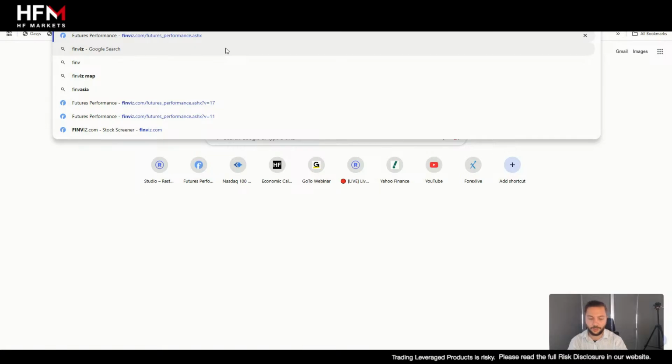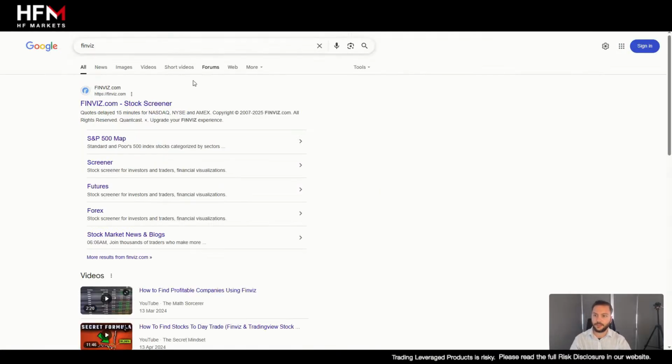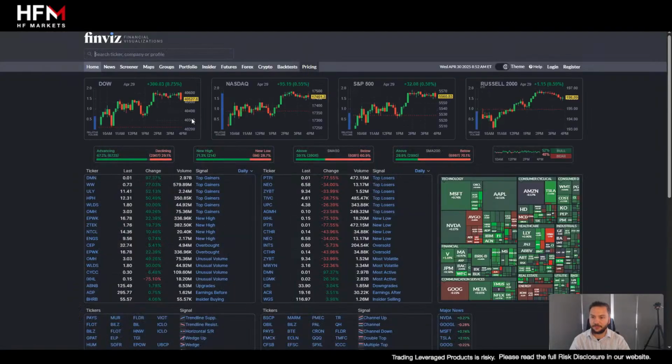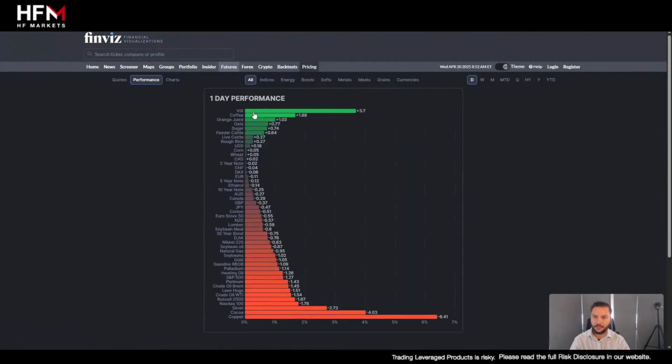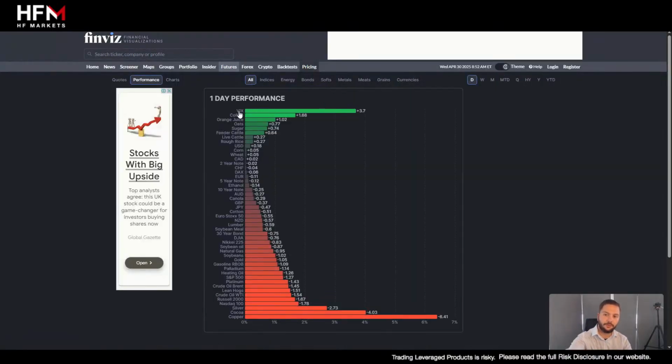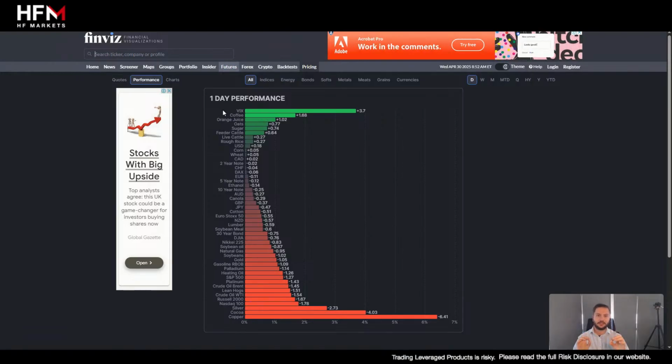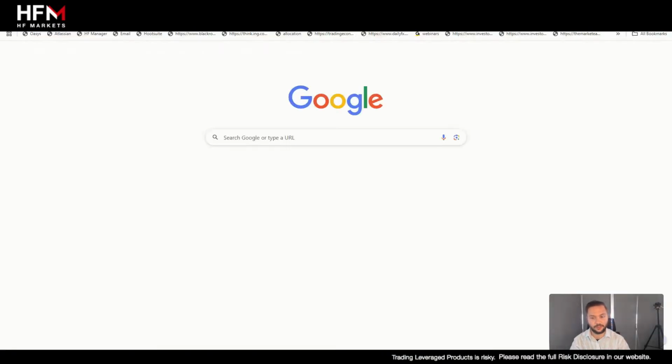Now, what else we can do is go to FinViz. Go to futures, go to performance. Look at the top here. The VIX, also known as the volatility index. Now, what is the VIX? The VIX is used as an indication of risk. There are other indications of risk as well.